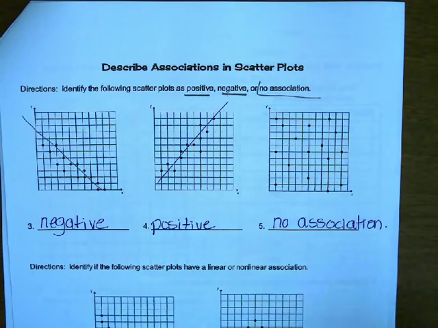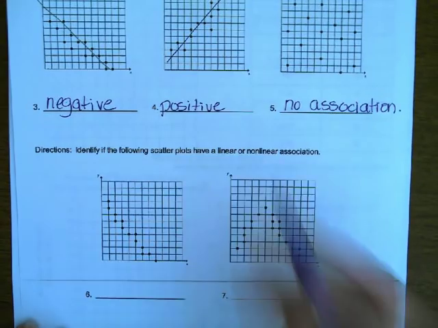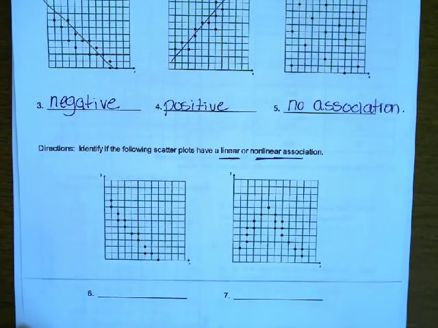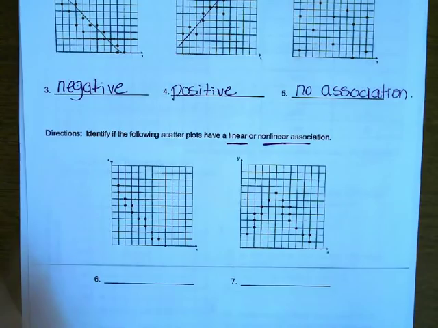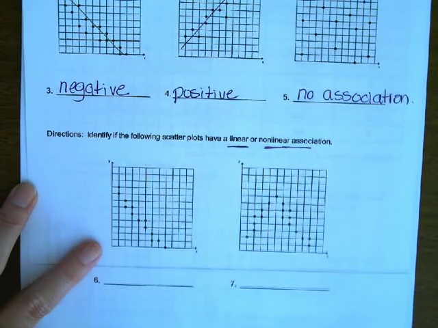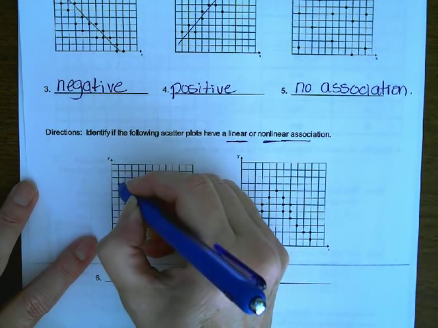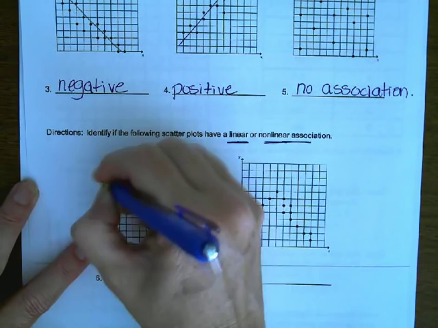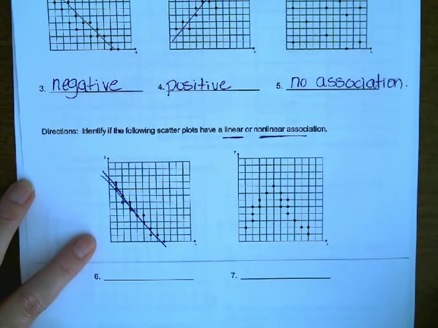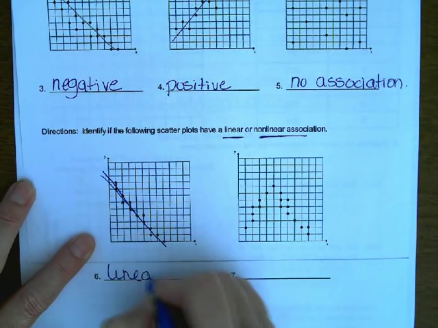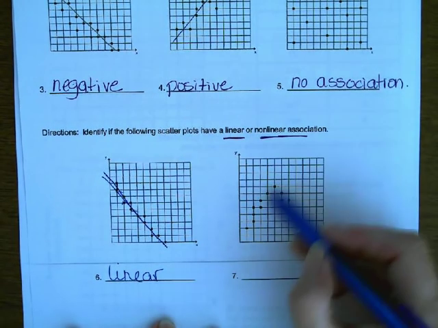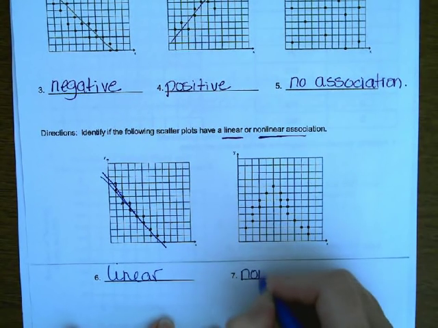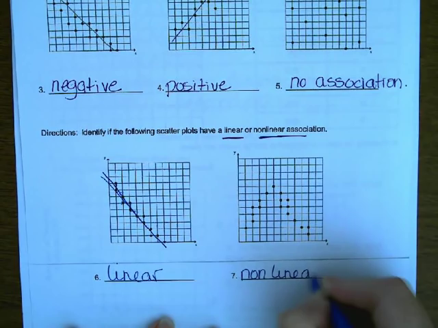And now we have to decide if they're going to be linear or nonlinear. And this is what I mean by straight-ish. And we're going to get into some straighter lines later. But obviously this isn't a straight line. But it does follow more of a linear pattern. Okay? This one follows more of a curve. So that one is our nonlinear association.